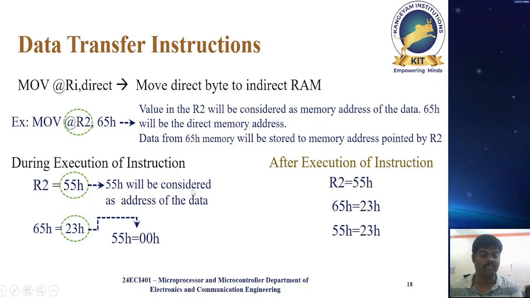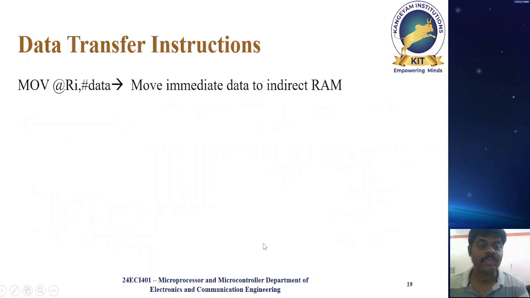Suppose R2 is 55 and 65 has 23. The data 23 will be moved to memory location 55, not to R2. R2 is just holding the value which is the memory location for the data. So don't get confused by this.